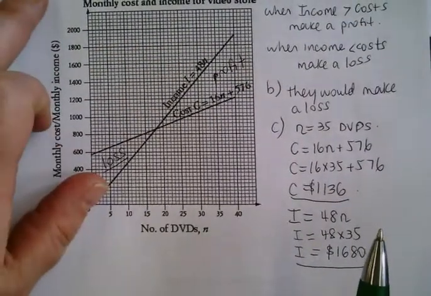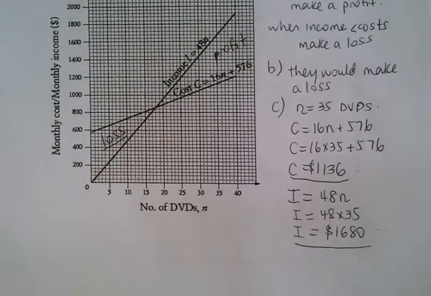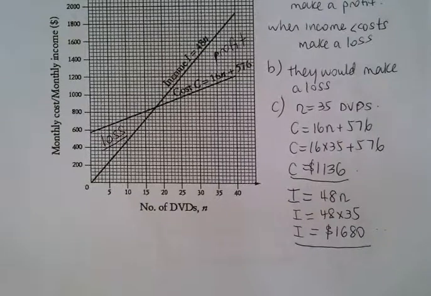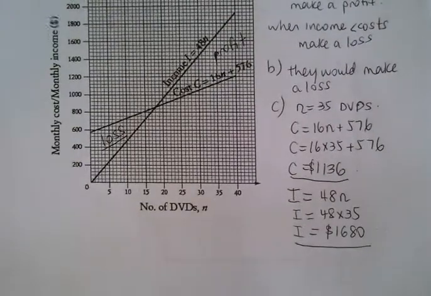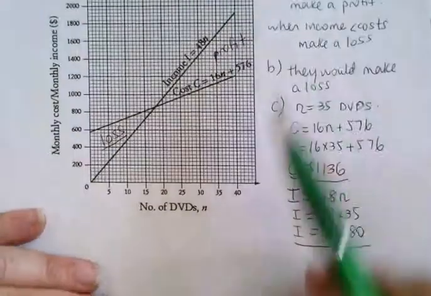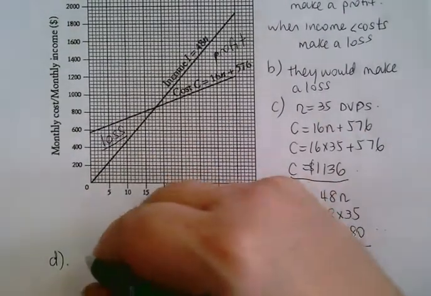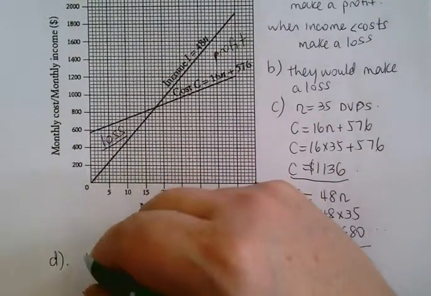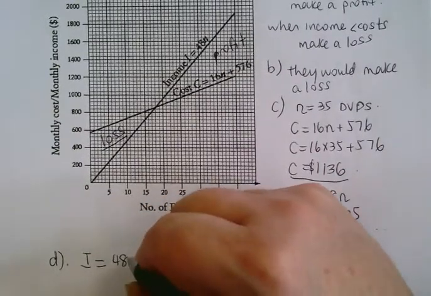Okay, so according to the formula, what monthly income is earned from each new DVD? According to the formula, what monthly income is earned from each DVD? Well, let's look at the formulas. So D, the income is 48N.